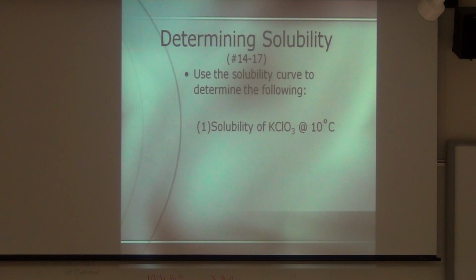I'm going to wait for a moment while you look at the solubility table, which is very small. Find your potassium chlorate curve, find 10 degrees, and then read that table and jot down roughly. It'll be a little bit of an estimate, but it should be a pretty good estimate. How many grams of potassium chlorate can be dissolved in 100 grams of water at 10 degrees?